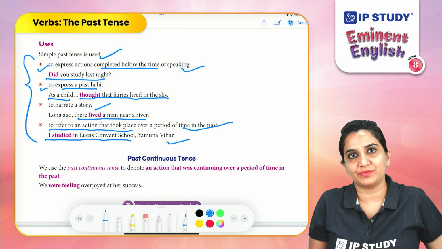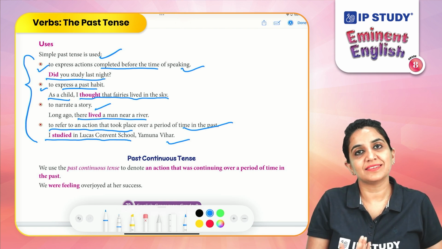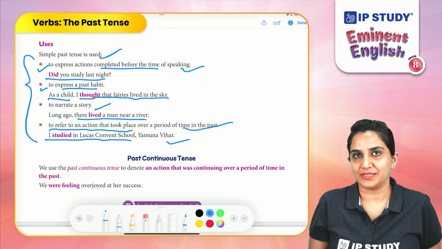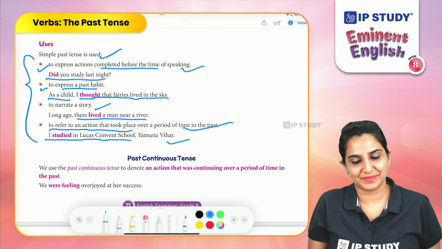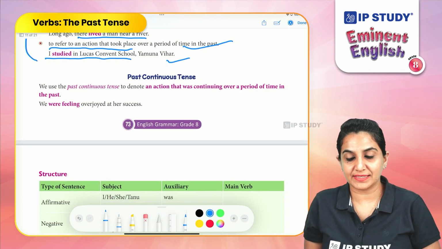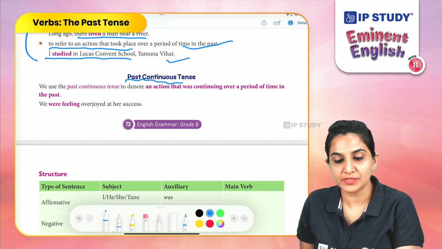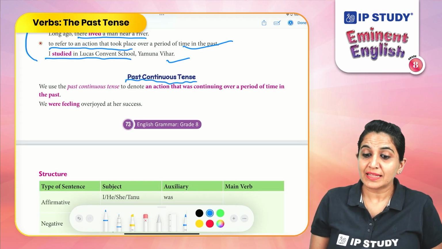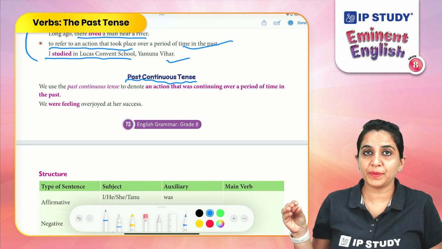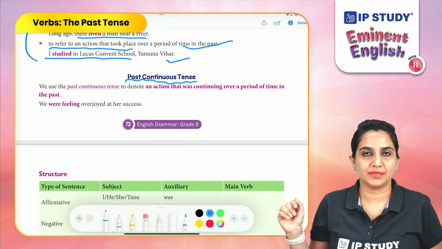I used to live there. So, I lived in Delhi for 2 years. Or, I studied in Lucas Convent School, Yamuna Vihar. Now let's understand past continuous tense. Past continuous tense refers to an action that was continuing over a period of time in the past.